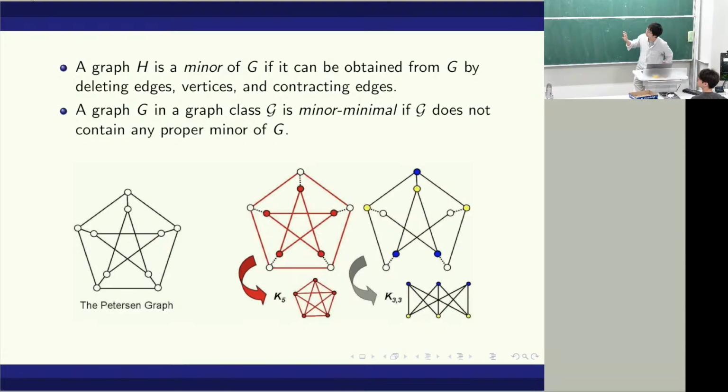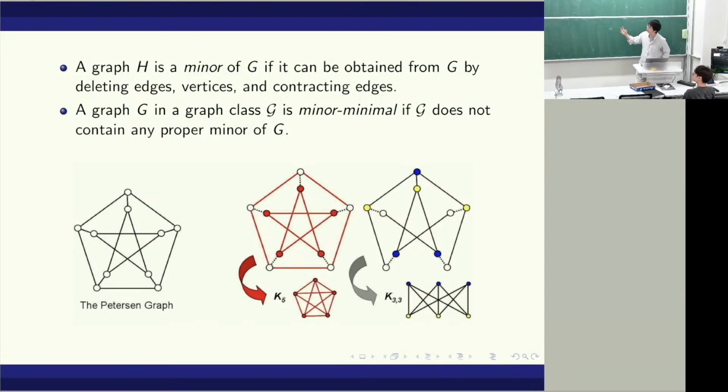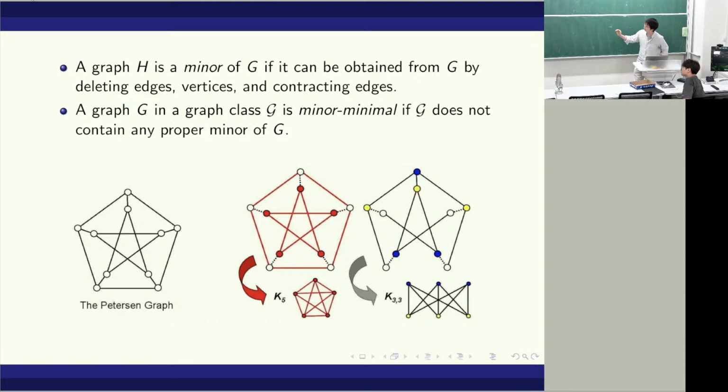Also, we will use the term minor minimal, which just means that given a graph class, we can order the graphs by the minor relation. We say that a graph in that class is minor minimal, which just means that it is a minimal element with respect to the minor relation.